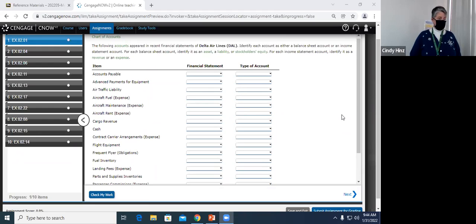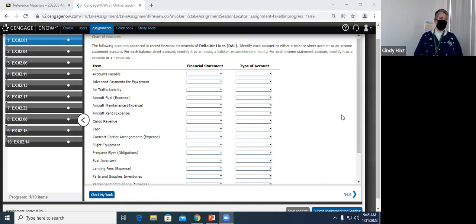Hopefully everyone has had a chance to get your chapter 2 exercises open. So let's see what this exercise says. The following accounts appeared in recent financial statements of Delta Airlines. Identify each account as either a balance sheet account or an income statement account. So it then goes on to tell us which type of accounts those would be.